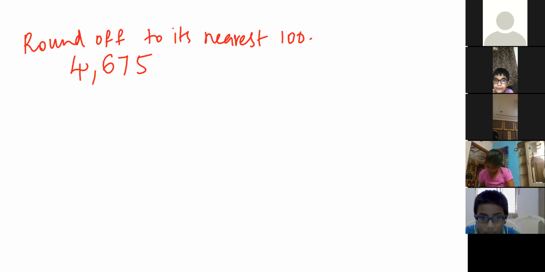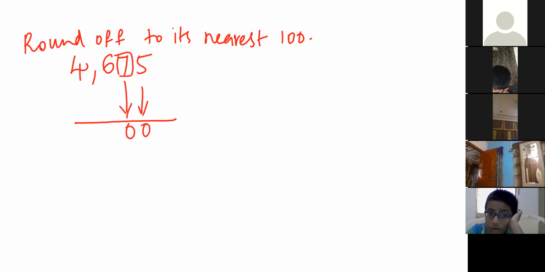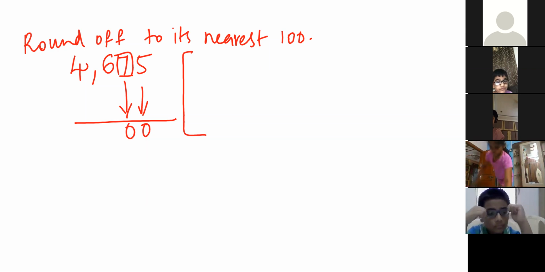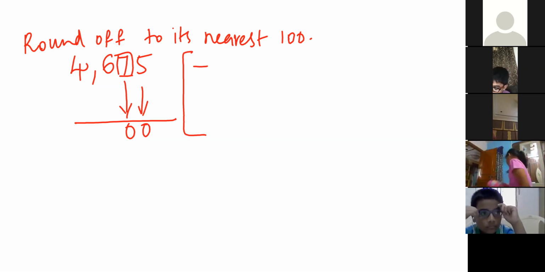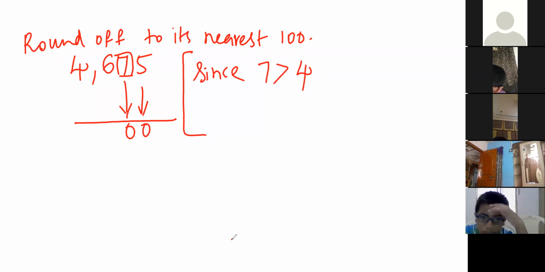Round off to its nearest 100. I have taken 4,675. So for making into nearest 100, we have to make ones and tens places as zeros, then go back to the number which is in the tens place, see whether it is greater than or less than 4. As 7 is greater, since 7 is greater than 4, what we have to do?